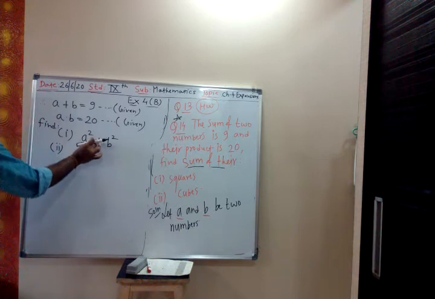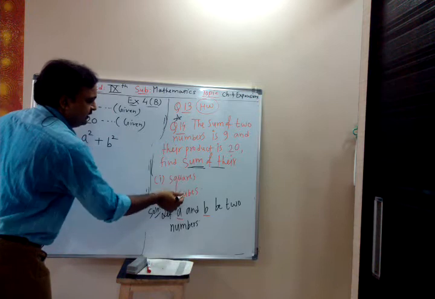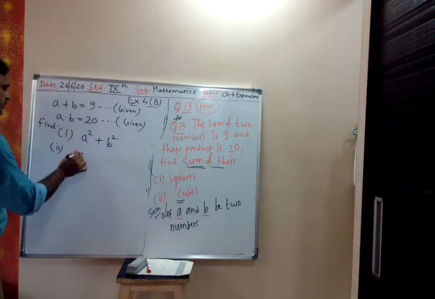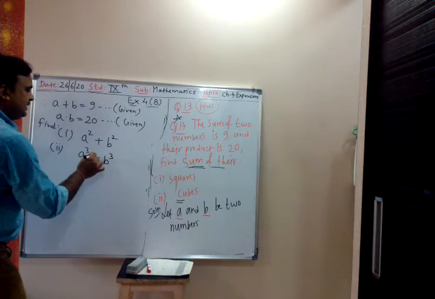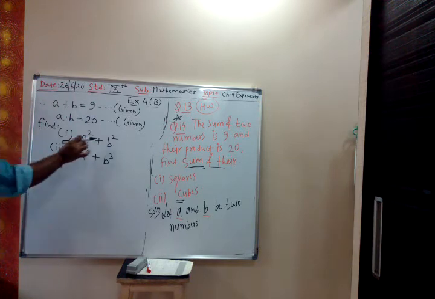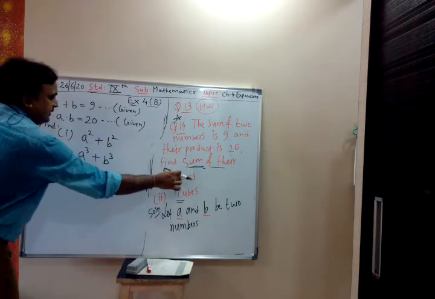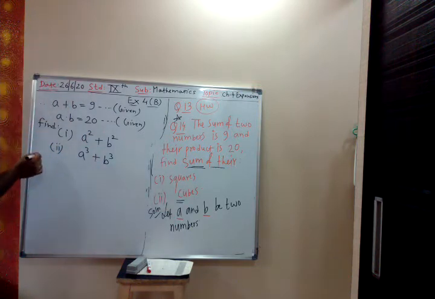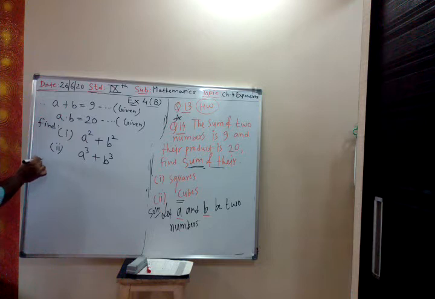Sum means plus of their squares. Then second, find the sum of their cubes. Cubes of A means A cube, B cube, sum means plus. So we have to find A square plus B square, the sum of their squares, and A cube plus B cube, the sum of their cubes. Now let us find A square plus B square. So I will consider A plus B whole square.